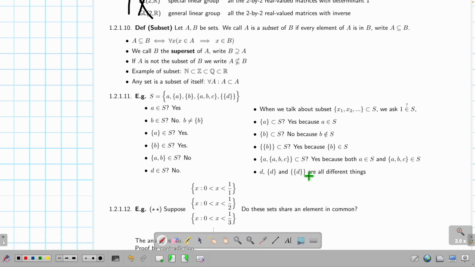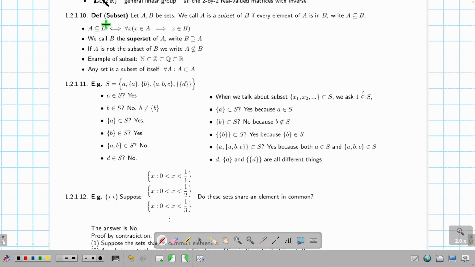And then what's next? What is a subset? This is the definition of subset. Subset means A is a subset of B if anything x inside A implies x in B is true. So this is the idea. So, suppose I have a set S with A, {B}, {A, B, C}, {D}. Is A in S? Yes, here.